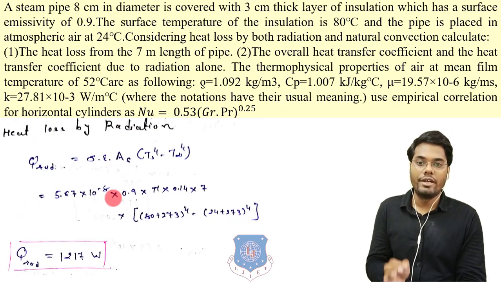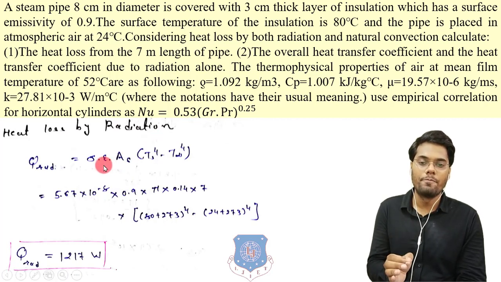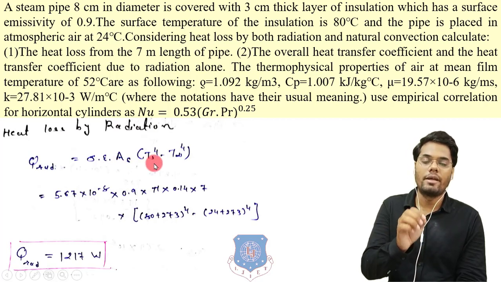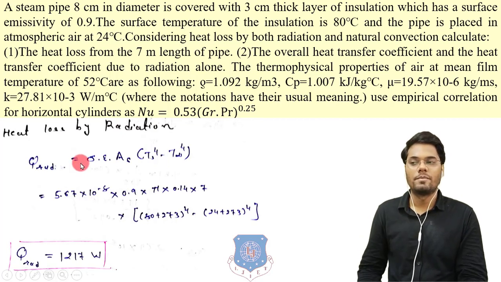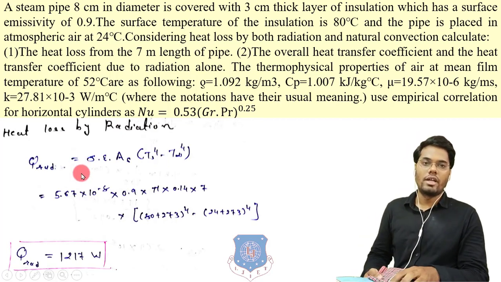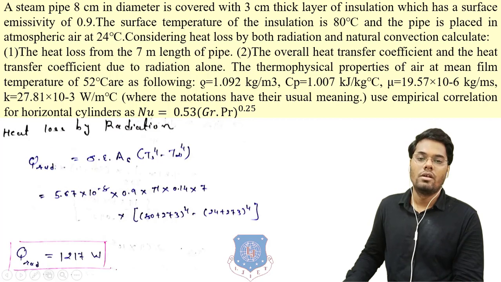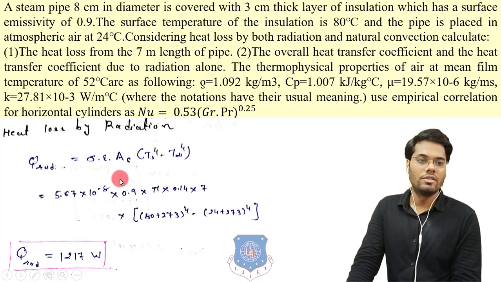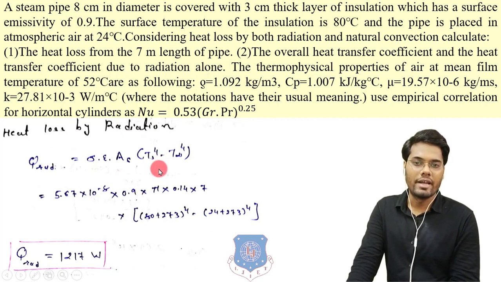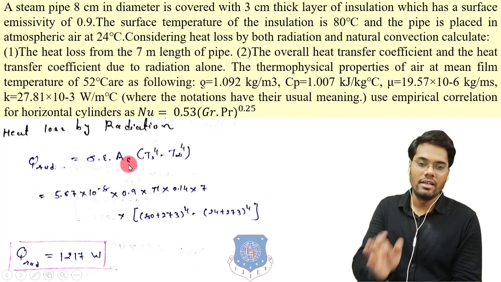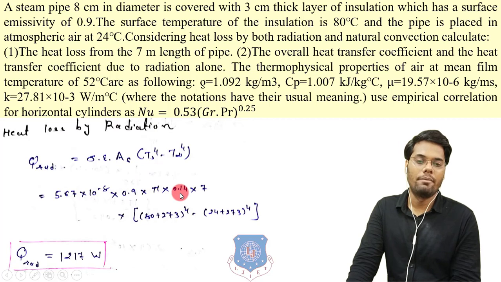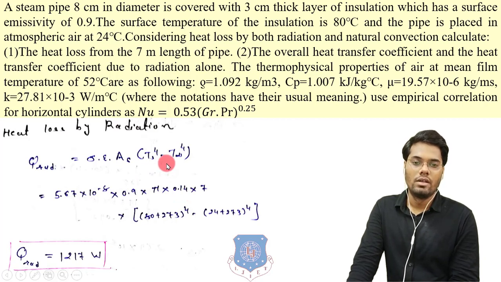To calculate heat loss by radiation, we have to use this equation: sigma into emissivity epsilon into surface area into temperature difference raised to 4. We know the value of sigma, the Stefan-Boltzmann constant, as 5.67 into 10 raised to minus 8. The emissivity, which is already given in the question, is 0.9. The surface area is pi d l, in which the diameter is 14 centimeters, so 0.14.